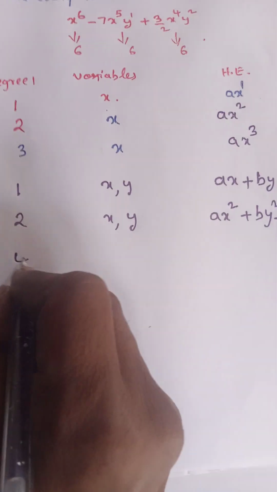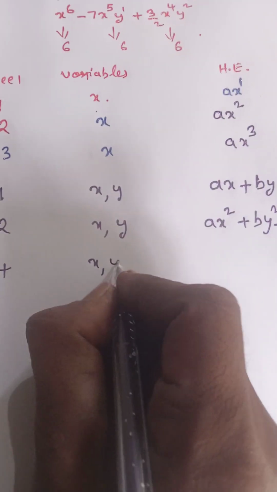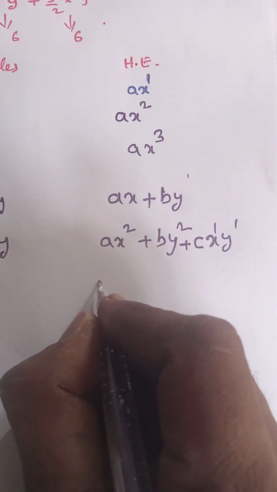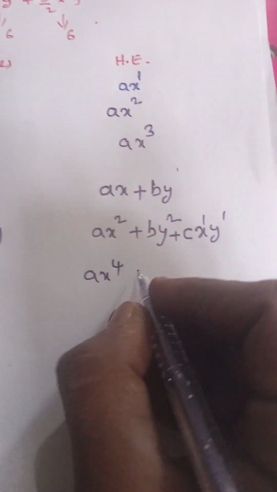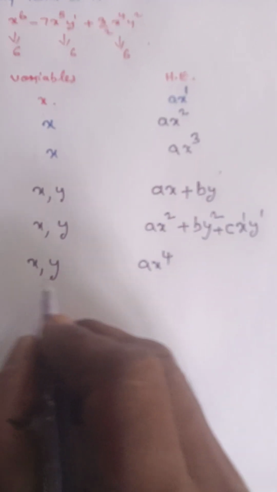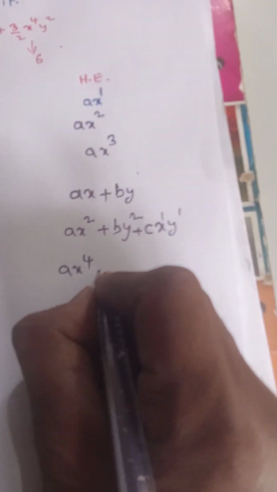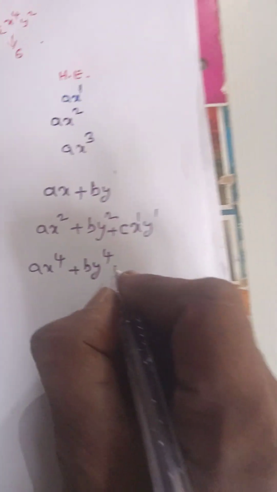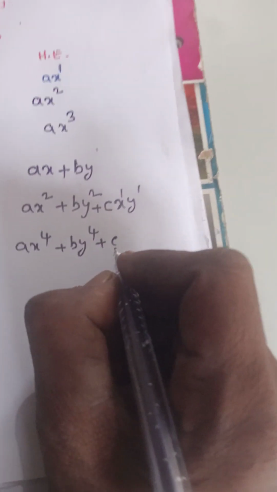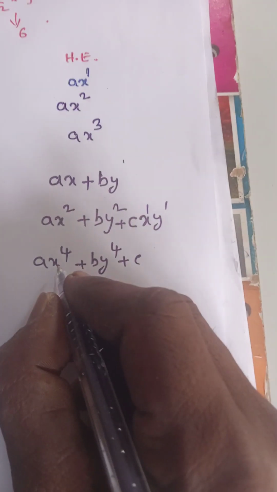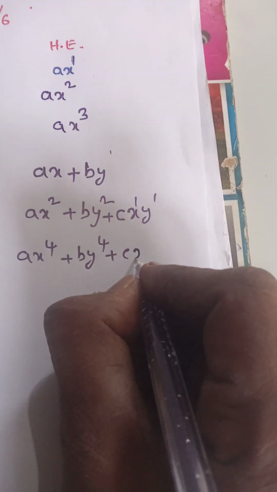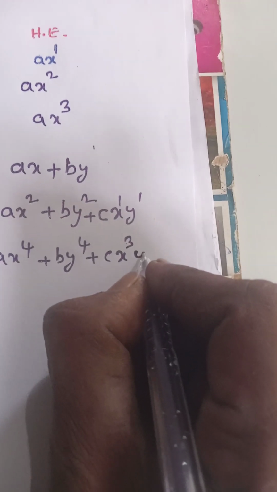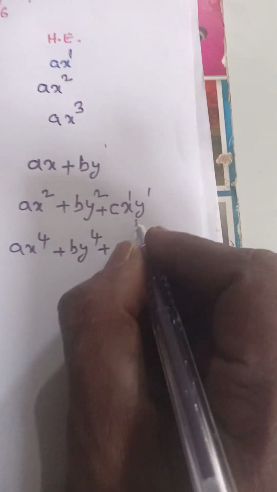So let us write the fourth degree now. How do you write it? Just think about it. You have to take degree 4 in every term. So like this, ax to the power of 4. We need to use both variables x and y everywhere, plus by to the power of 4. In both of them the degree is 4. And plus c: if I decrease the power of x by 1, it will become x cube. Along with x cube, you have to take one more variable, y power 1. Then only the degree will be 4.